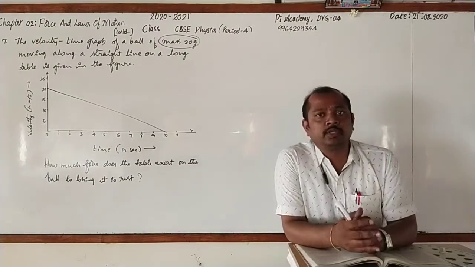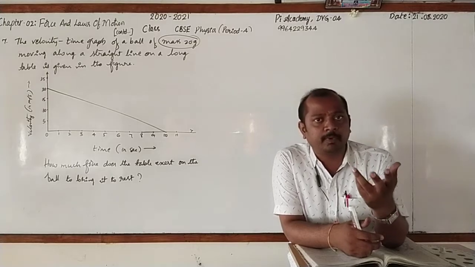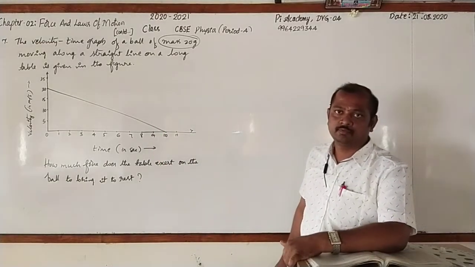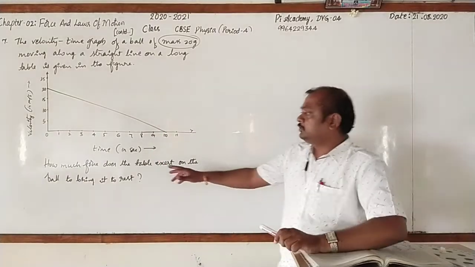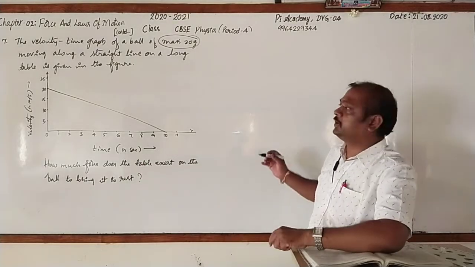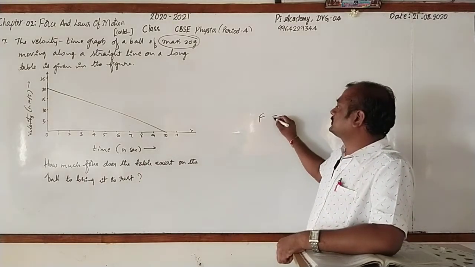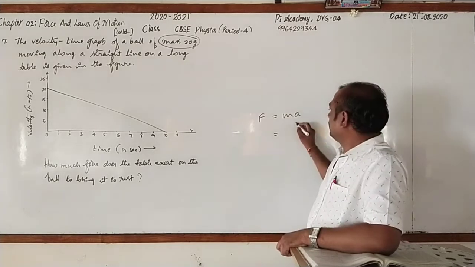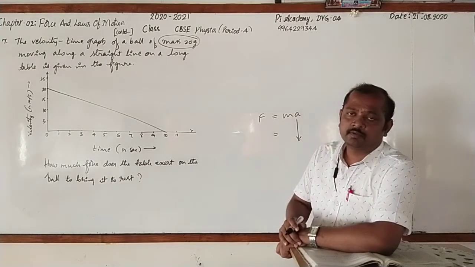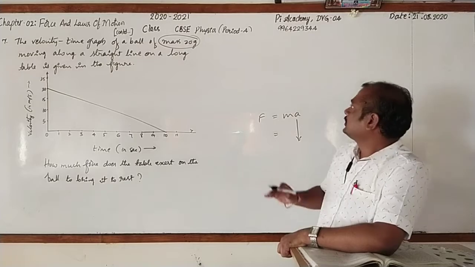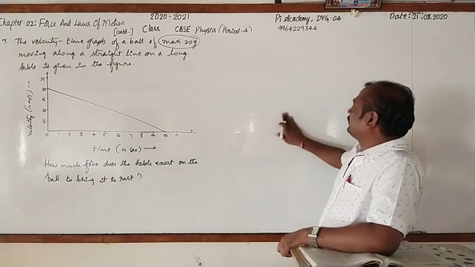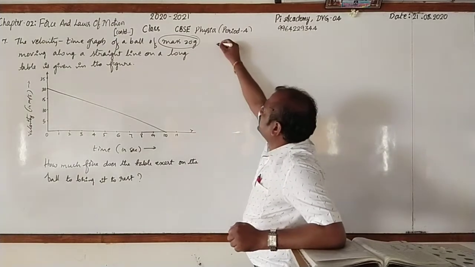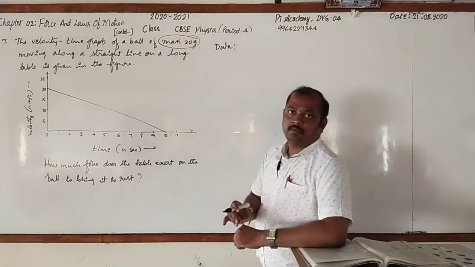Dear students, could you tell which physical quantity can be described by using a VT graph? You are right, it is acceleration. Then to find out the force, we have the formula F is equal to M into A. Do you know the mass? Certainly, 20 gram. Acceleration is unknown. So, to find out the acceleration, we have to use the formula A is equal to V minus U by T.